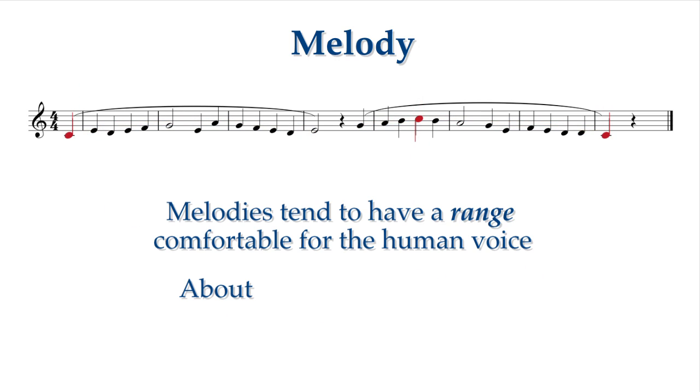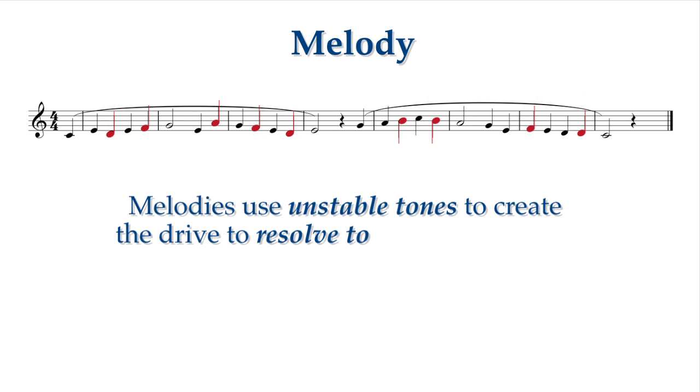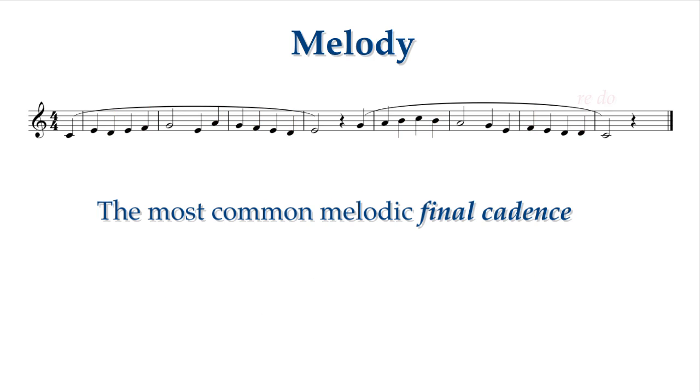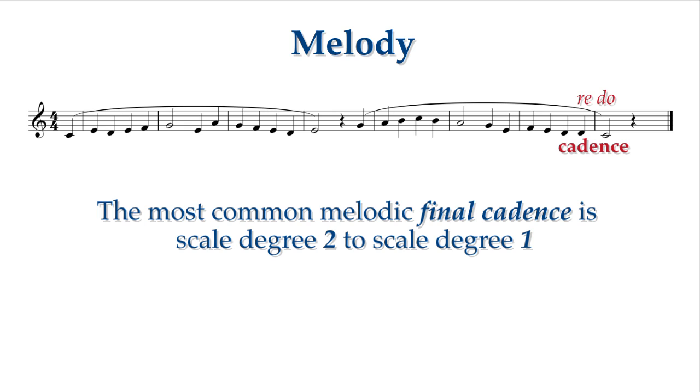Melodies tend to have a range from lowest to highest note, comfortably within the range of the human voice, about an octave and a half. Melodies use unstable tones to create the tendency to want to move towards a more stable tone. The common final ending or cadence for a melody is scale degree 2 moving to scale degree 1, the tonal center, regardless of the mode or scale.